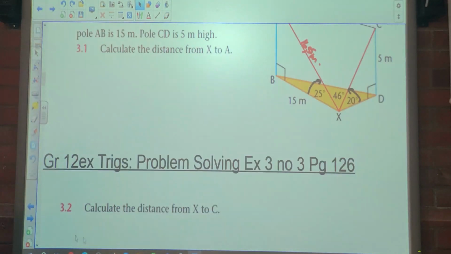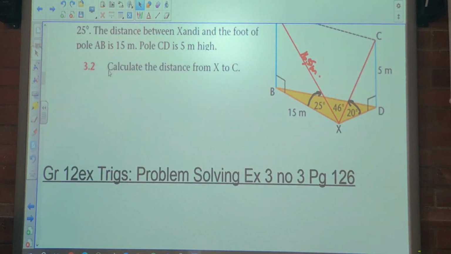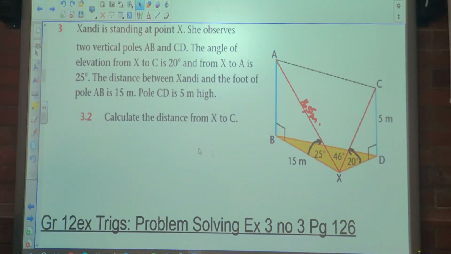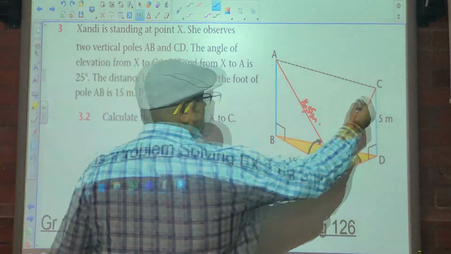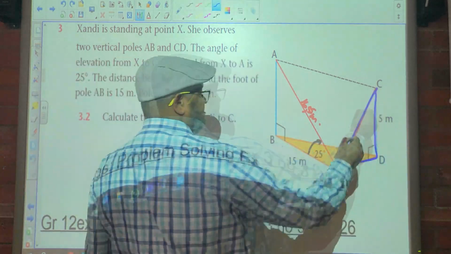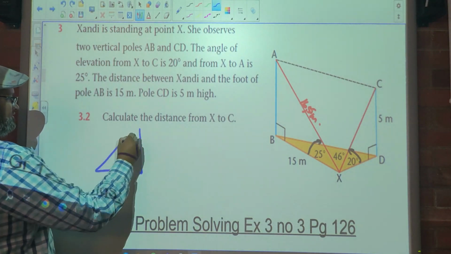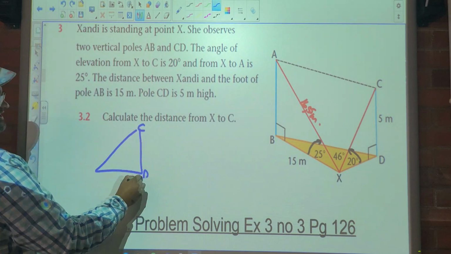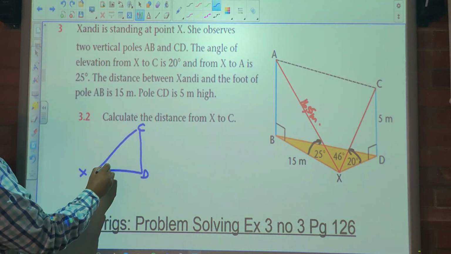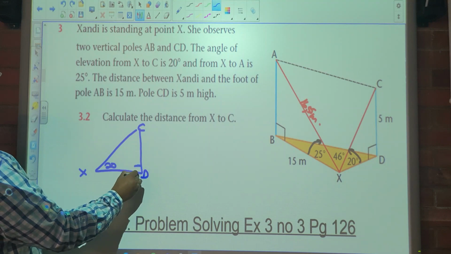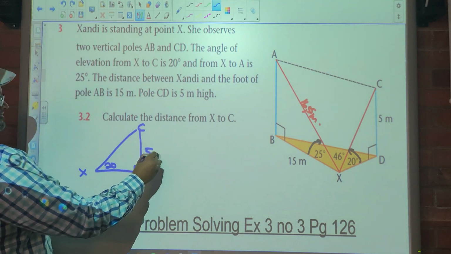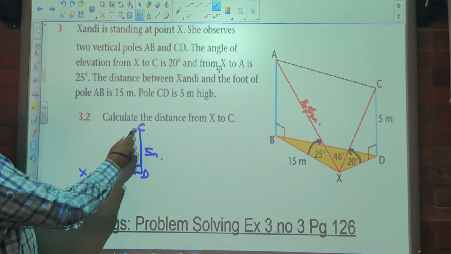Okay. Right, so let's carry on with our lives. 3.2. Now we are told to calculate the distance from X to C. So in this triangle, CXD, I'm going to draw that triangle. Also note that I'm drawing it apart all the time so that you guys don't get confused. So this is C, D, X. What's the size of this angle here? 20. This is 90. That is 5. So they asked you to calculate XC.